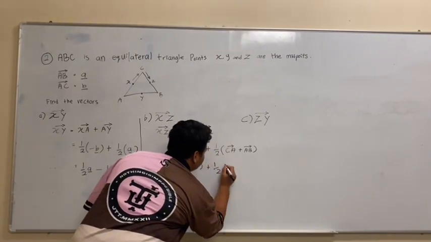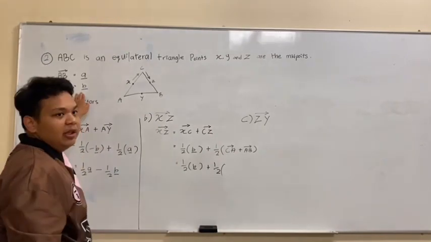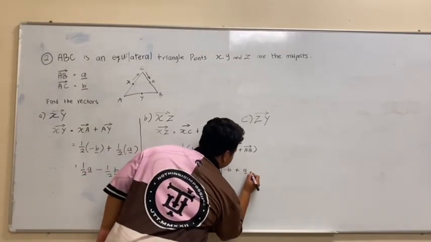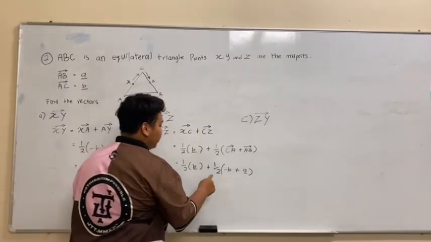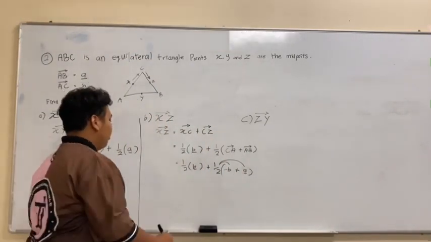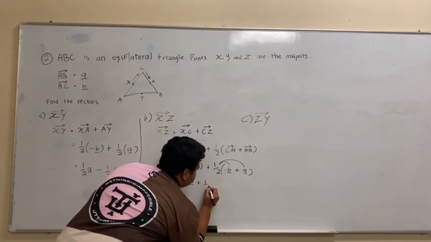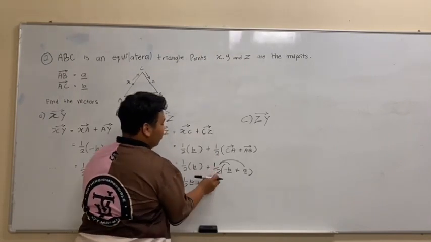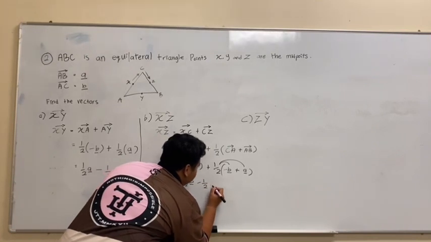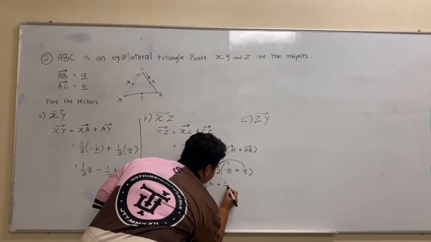We just copy this, plus 1/2. For CA, we have been given that AC is positive B, so when we want to find vector CA, we have to reverse the magnitude to negative B. So the answer will be negative B plus AB, which is magnitude A. For the next step, we multiply 1/2 with negative B and 1/2 with positive A. So the answer will be 1/2 times negative B, since positive multiplied by negative gives negative, and then positive 1/2 multiplied by A gives positive 1/2 A.